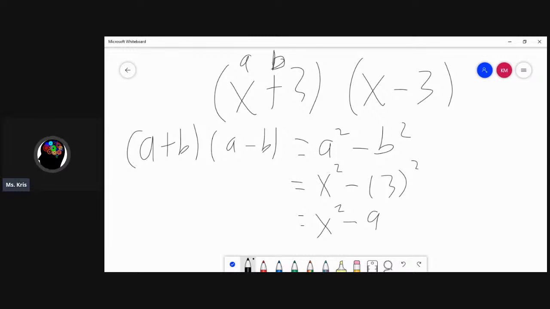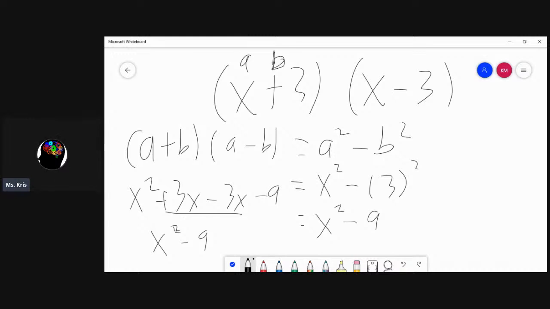The reason they were able to come up with this method is because if you do FOIL on this, you'll have x squared minus 3x, well, plus 3x, minus 3x, minus 9. These two are the same but opposite signs. Therefore, those become 0, and what you're left with is x squared minus 9.